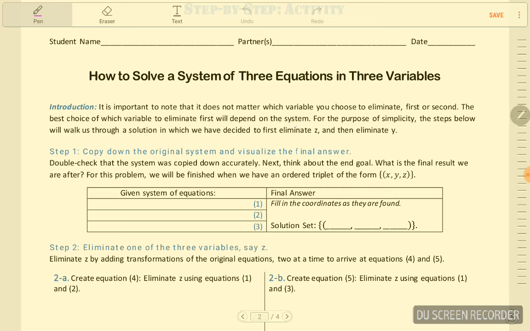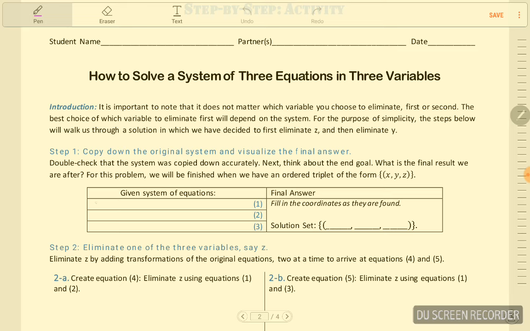For the purpose of simplicity, the steps below will walk us through a solution in which we have decided to first eliminate z and then eliminate y. Step 1. Copy down the original system and visualize the final answer. Double check that it was copied down correctly or accurately. Next, think about the end goal. What is the final result we are after? For this problem, we will be finished when we have an ordered triplet of the form x, y, z.